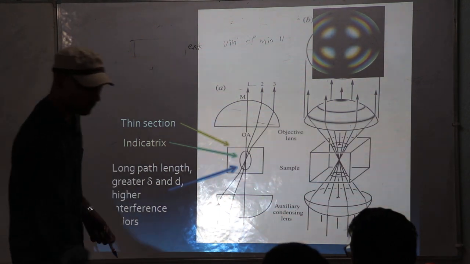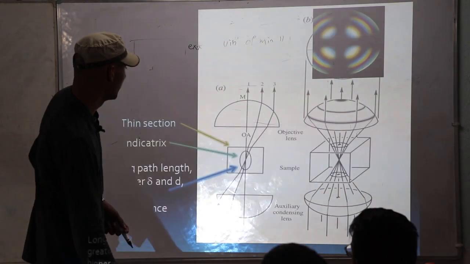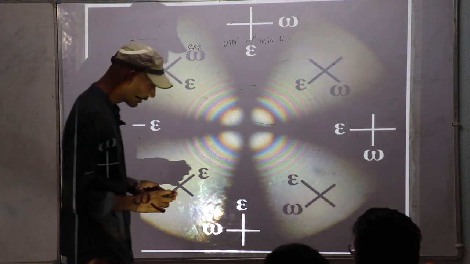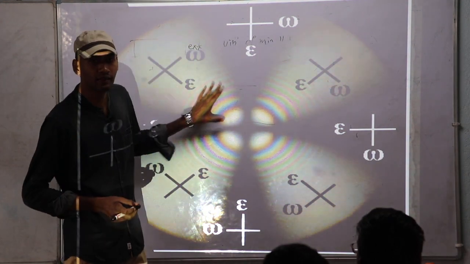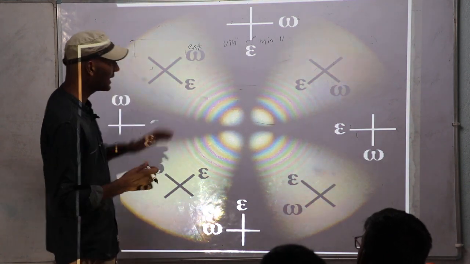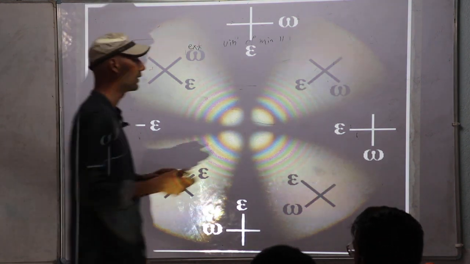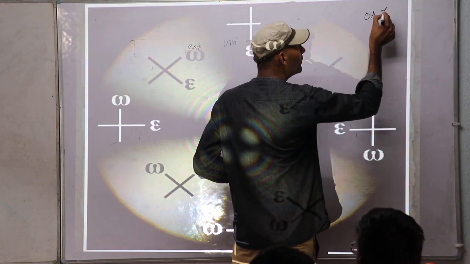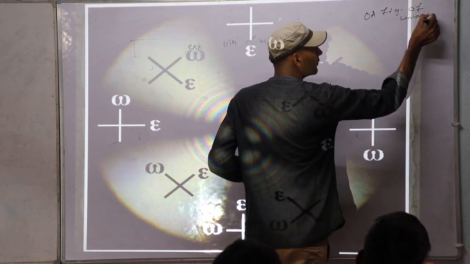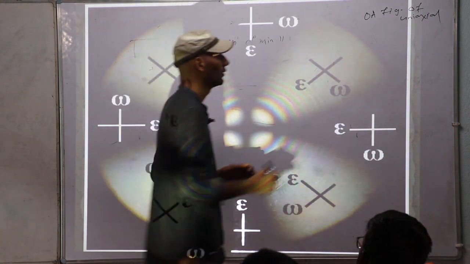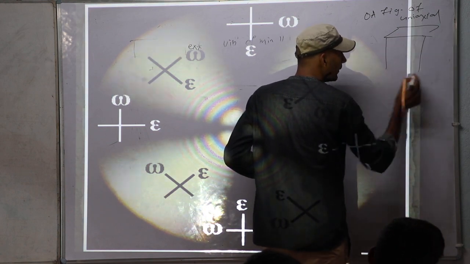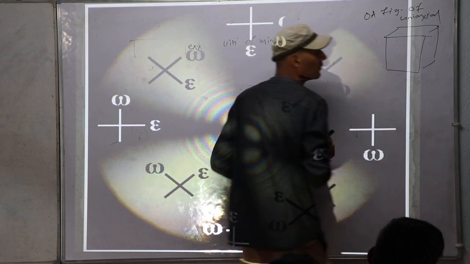Now I am going to show you how the isogyres are formed. You can see here these sections are for the optic axis figure. This diagram is for the optic axis figure of a uniaxial mineral. How can a uniaxial mineral be defined? It's tetragonal.